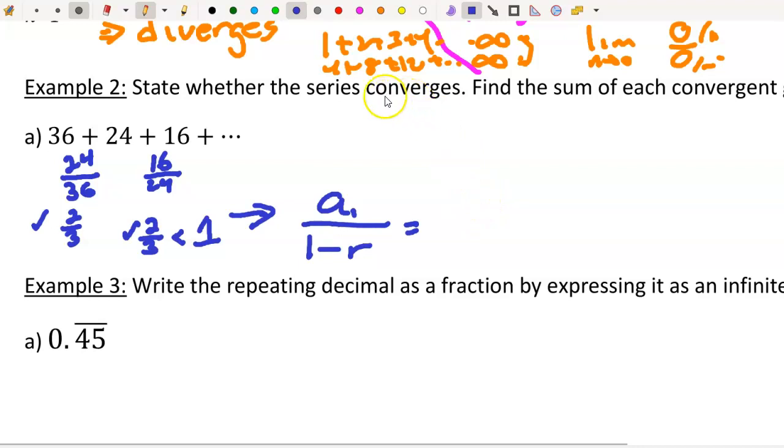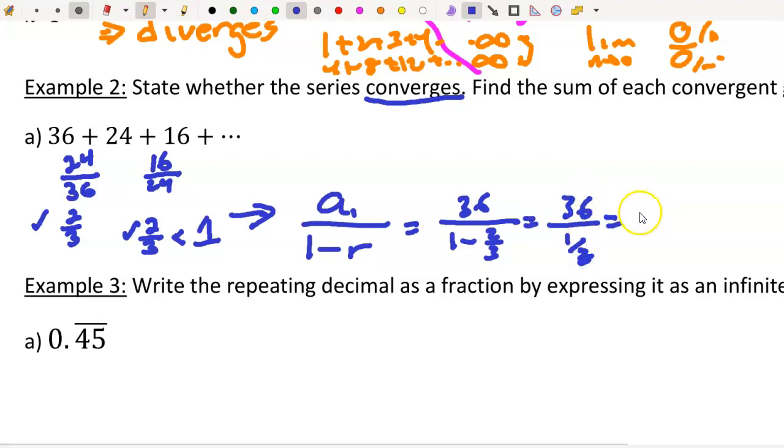Which at this point, it means it definitely converges. Even before you get the number, you know that there is some number because the formula does indeed work. So we got 1 minus 2/3. And 36 over 1/3 equals 108. Yeah. 108. And that's 1/3 right there. 1 minus 2/3 is 1/3.